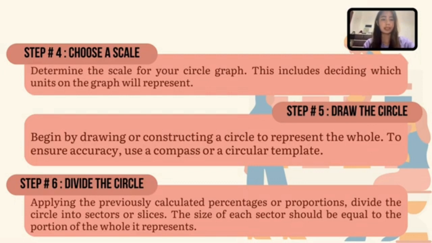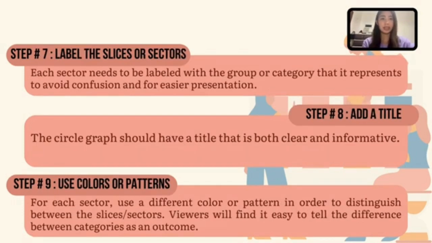Step number 6. Divide the circle. Input the results of your calculations and divide the circle you've created into sectors or slices. In dividing the sectors, it should be the same as the portion of the whole it represents. Step number 7. Label the sectors or slices. Each sector should be labeled accordingly for easy understanding of the viewer.